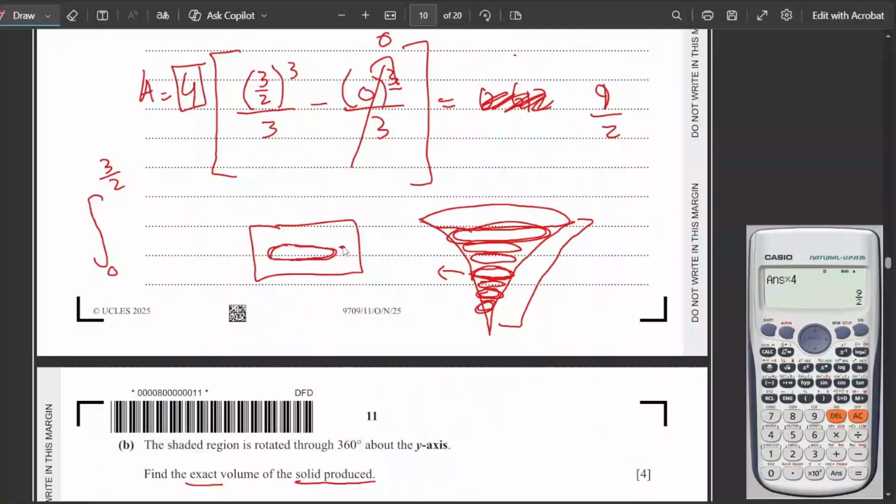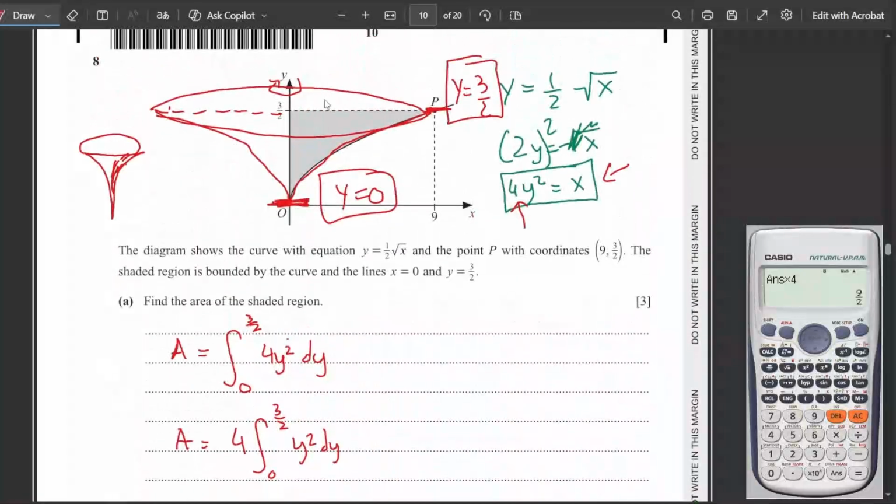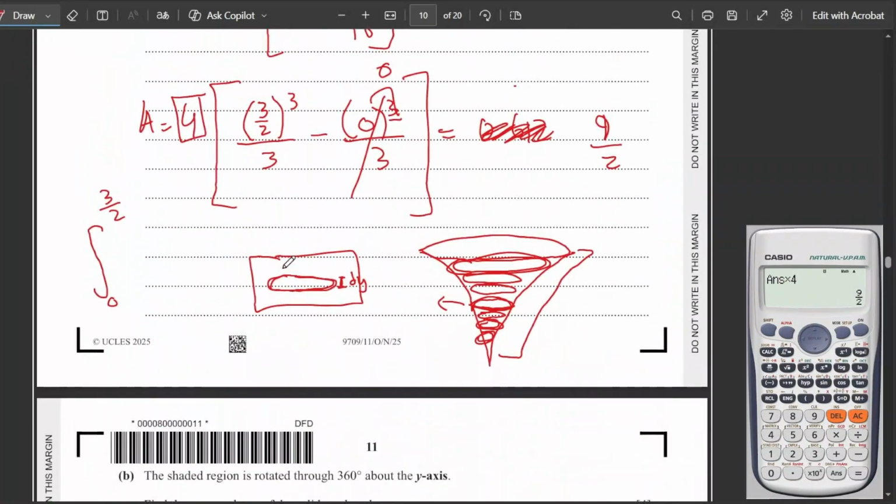This disk has a really small height, or really small width, and that is basically dy. Why is it dy? Why not dx? Because if you see this disk, I'll chop this disk over here on the y-axis, and so its height is going to be in terms of y, not in terms of x. Therefore, it has a really tiny height of dy.